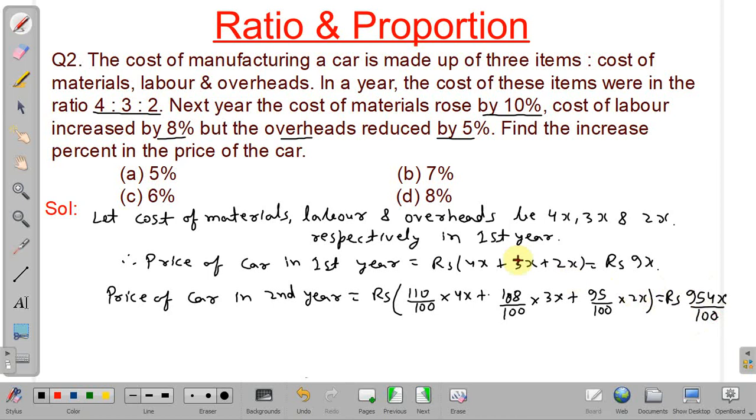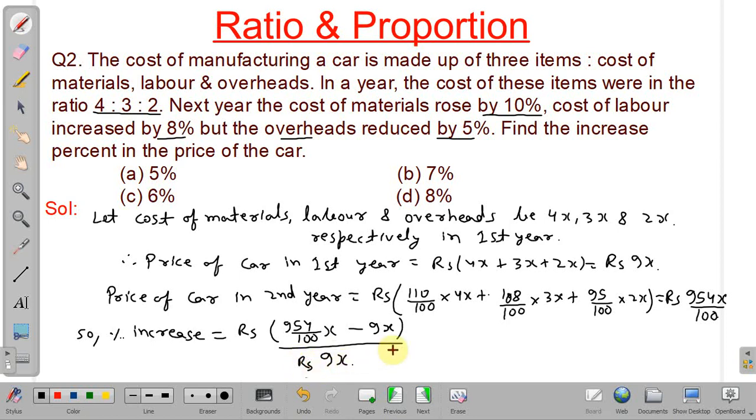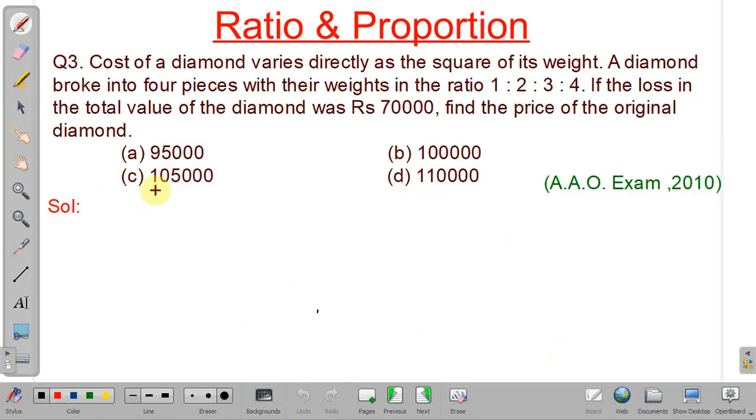Now we have to find the percentage increase in the price of the car. So the percentage increase will be equal to the final price, that is the increased price, which is 954x by 100 minus the initial price 9x, divided by the initial price, as we have to find the percentage increase, so rupees 9x, into 100%. After calculating this, we will get 6%. So our answer will be option number C. We will discuss the next problem.